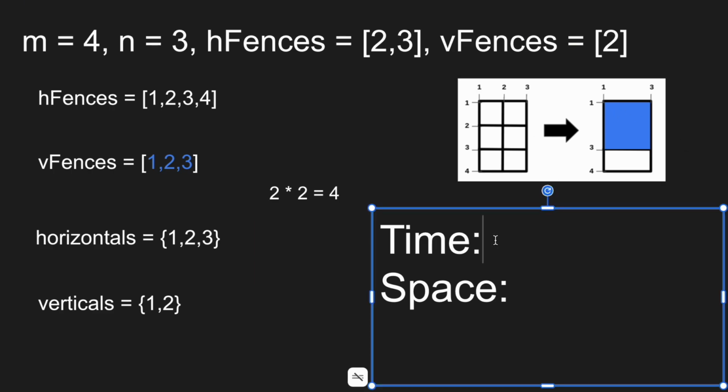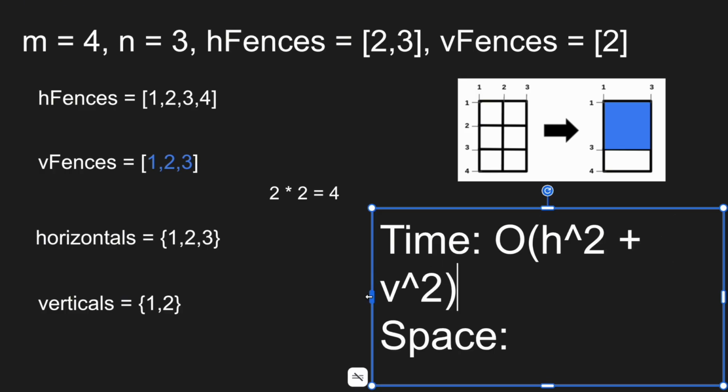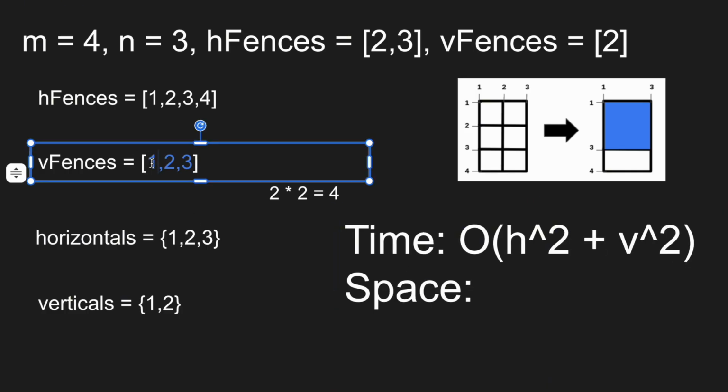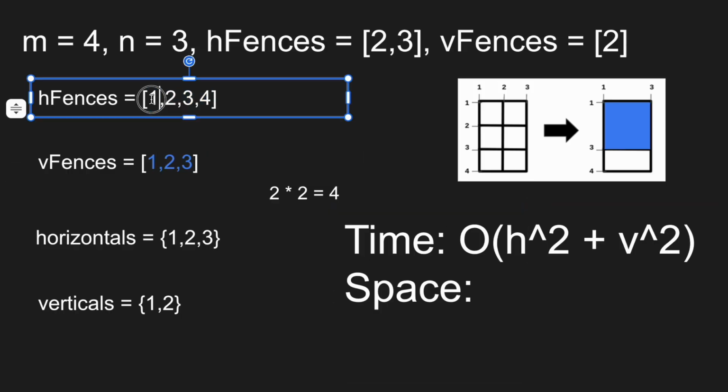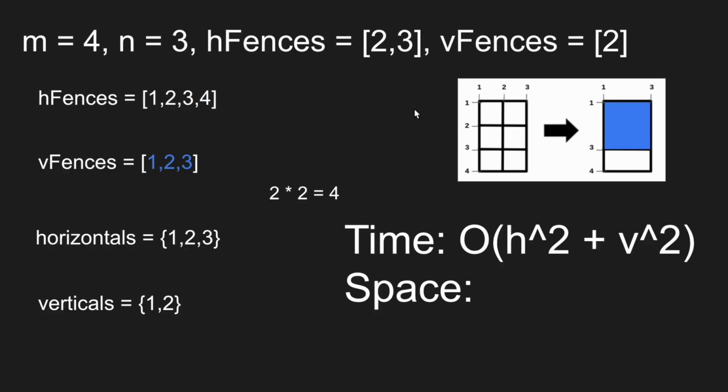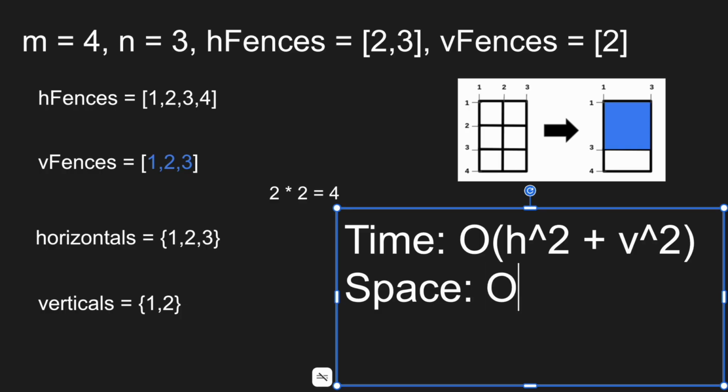So the time complexity will be O of h squared plus v squared, because when we want to add all the differences to one set, it will take h squared plus v squared time, because for each number we need to compare the difference with all the other numbers, and we need to do that for all the other numbers as well. So it'll be h squared plus v squared, and the space complexity will also be h squared plus v squared, because that is the space that horizontals and verticals can take up, since the fences can all have unique distances from all the other fences, and that will take up to h squared plus v squared space.